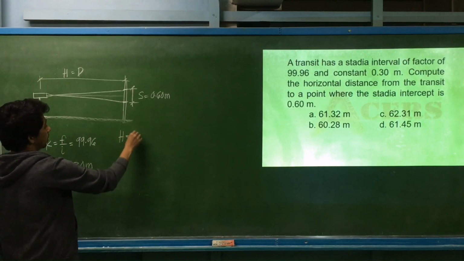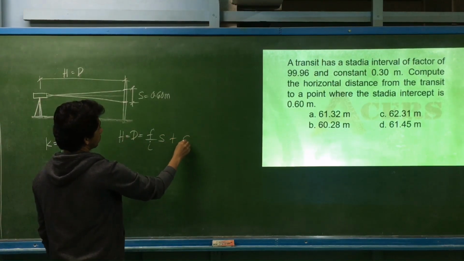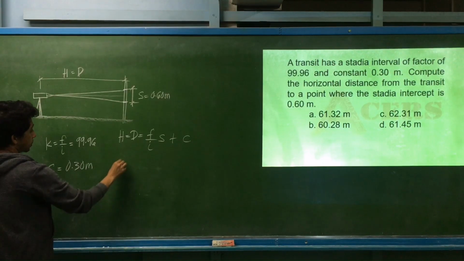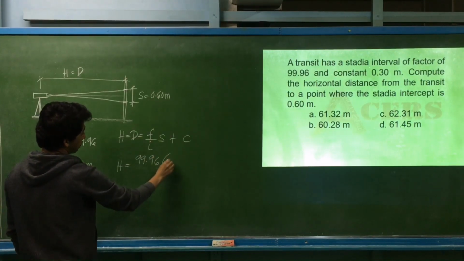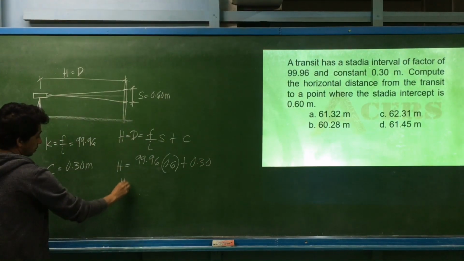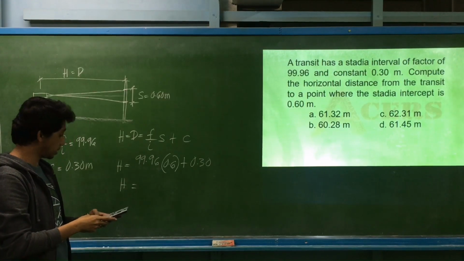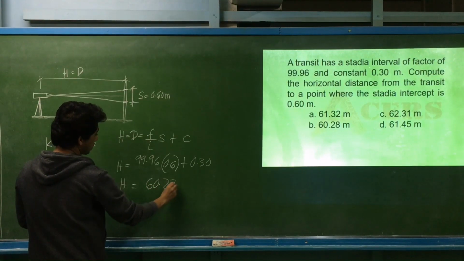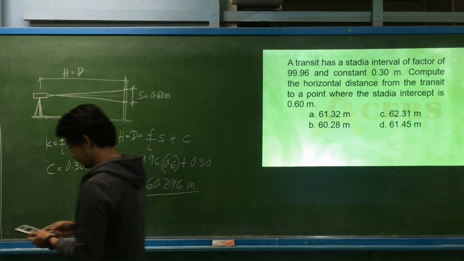So yung horizontal distance sa ibang libro is D, is the same as F over I, multiplied by the stadia intercept plus the stadia constant. Kung horizontal lang naman, kapag naka-incline, may additional dyan na cosine or sine. We have the horizontal distance is equal to F over I, 99.96 multiplied by stadia intercept, 0.6, plus the stadia constant, that is 0.30. Yan. So, kunin natin yung horizontal distance. So, bali 99.96 by 0.6 plus 0.3 lang siya. Is equal to 60.276 meters. Okay, pinakamalapit na ito sa 60.28.